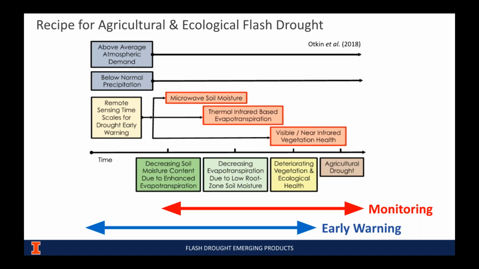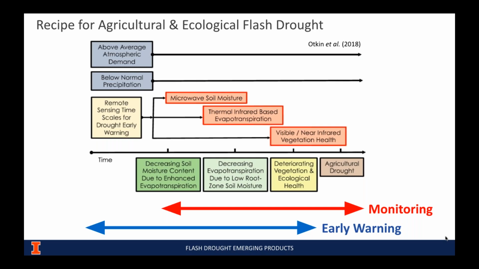We have below normal precipitation, which is absolutely necessary for any drought, let alone flash drought. But the calling card of especially agricultural and ecological flash drought, where we see ag impacts and impacts to ecology, is above average demand. That atmospheric demand often comes with temperatures that are above average, strong winds, low humidity, that sort of thing, coupled with that below normal precipitation. And what that does is it quickly depletes soil moisture, especially in that rooting zone.